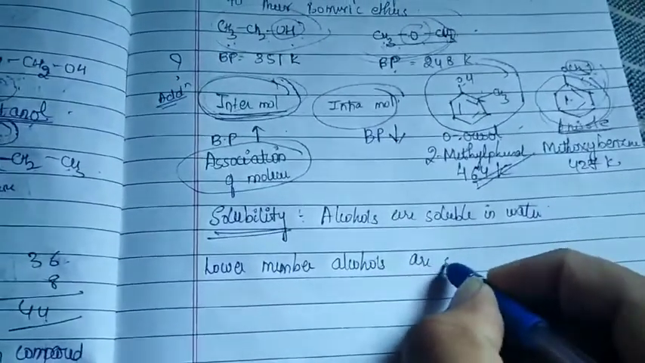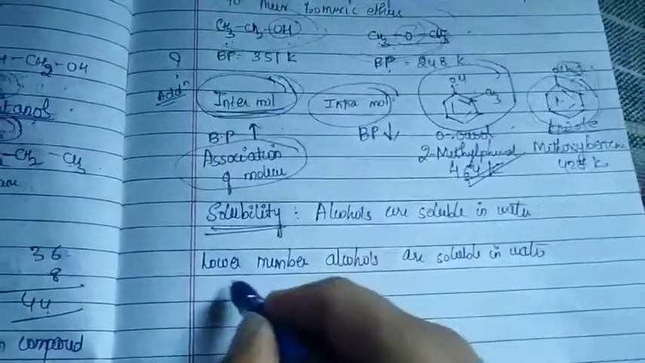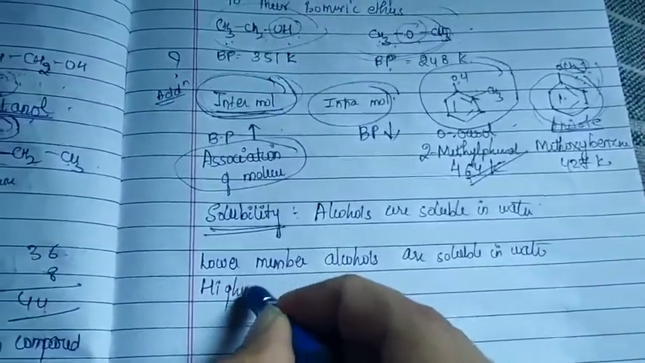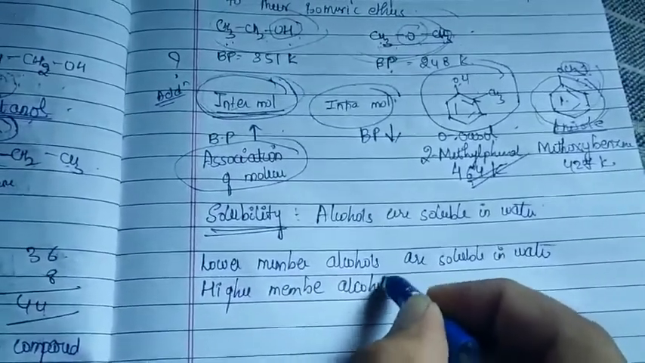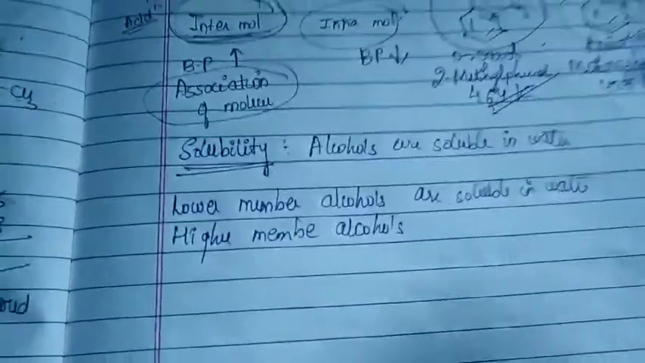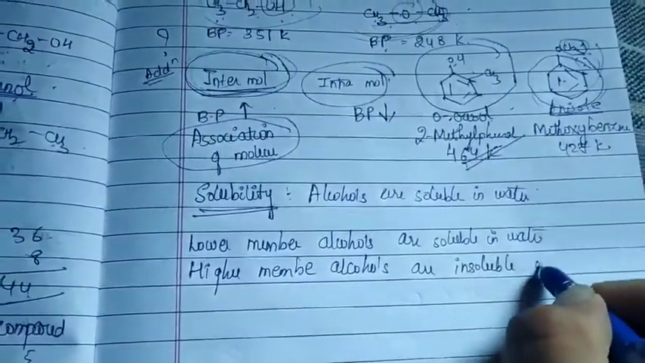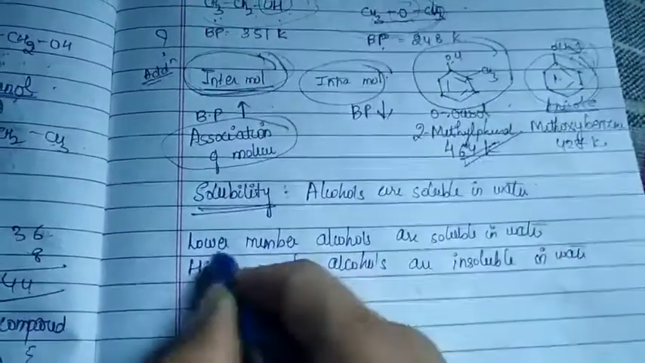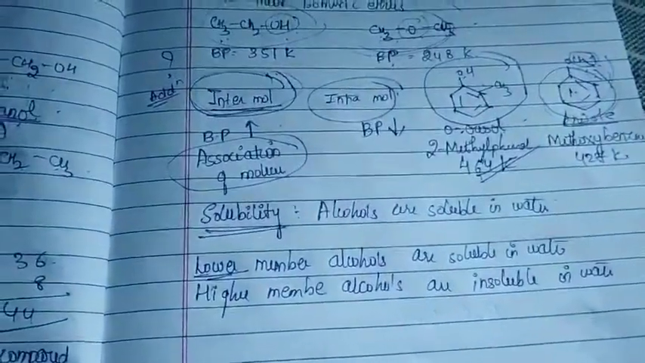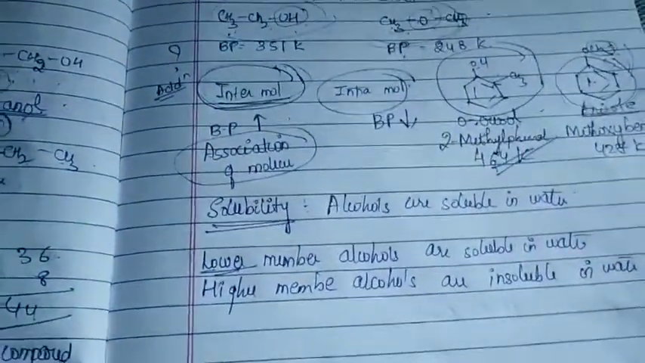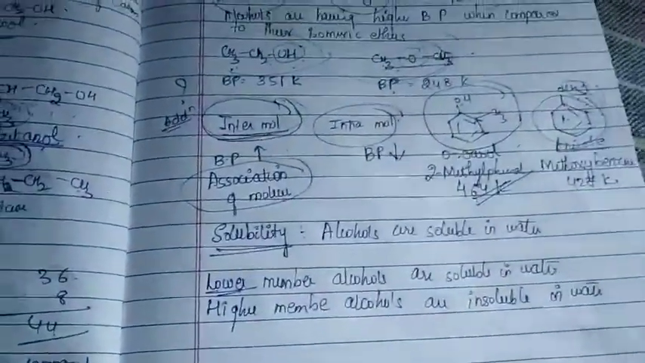But the higher member alcohols are insoluble in water, or we can say they are partially soluble, or insoluble in water. What does it mean? Lower members means like your methanol, your ethanol, your propanol. So they are all lower membered alcohols. They can easily get soluble in water because they can form hydrogen bonds with water.